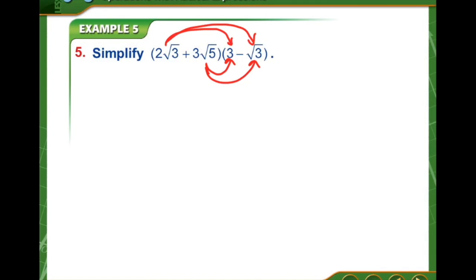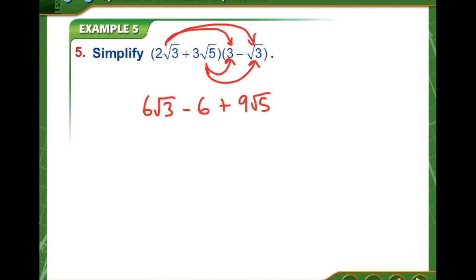So now, 2 square root 3 times 3. We just multiply the 3 and the 2. That gets us 6 square root 3. The next one is negative, because it's a positive times a negative. 2 square root 3 times square root 3 gets rid of the square root, and now it's just 2 times 3, which is 6. And then 3 square root 5 times 3 is 9 square root 5.